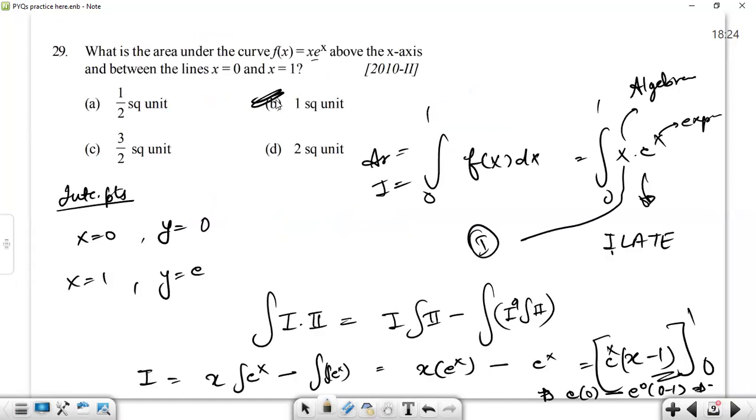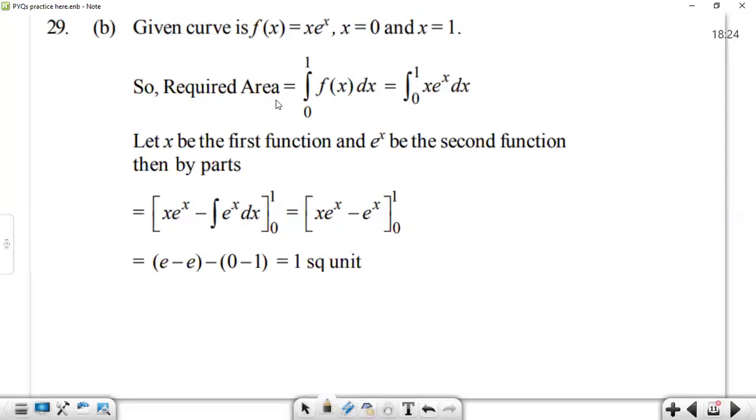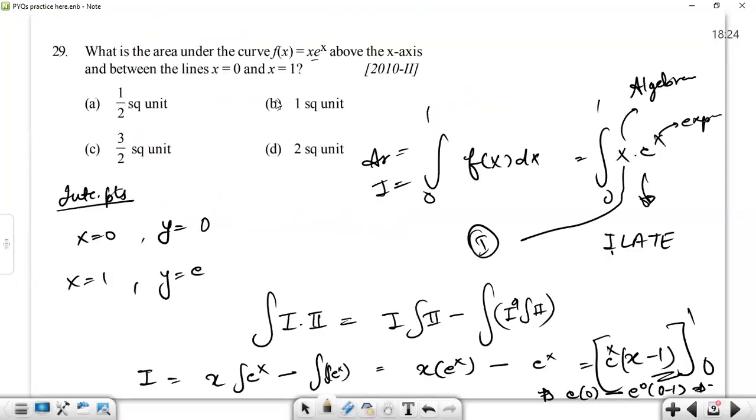Let's check. Yes, B is in the options, and yes, it is the correct answer. So is this question clear to you? Yes, sir.